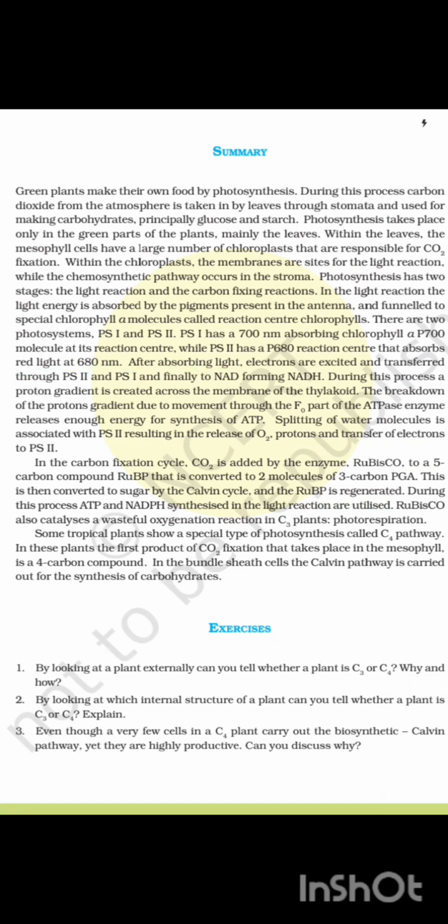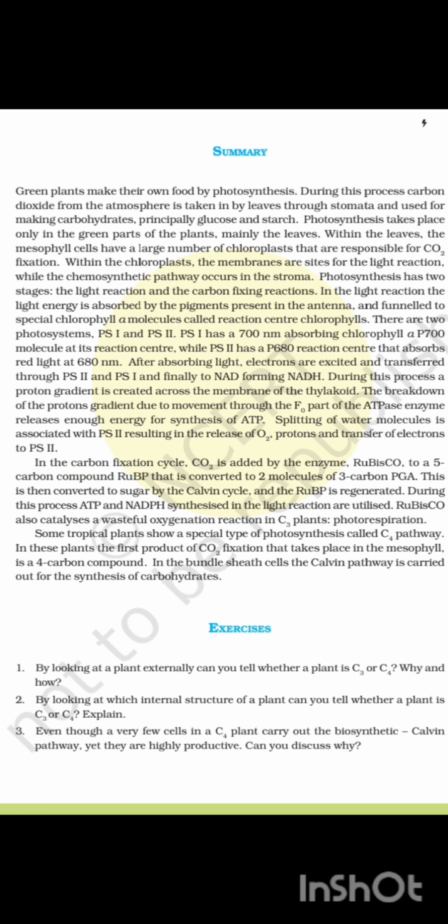After absorbing light, electrons are excited and transferred through PS2 to PS1 and finally to NADP, forming NADPH. During this process, a proton gradient is created across the membrane of the thylakoid. The breakdown of the proton gradient due to movement through the F0 part of the ATPase enzyme releases enough energy for the synthesis of ATP. Splitting of water molecules is associated with PS2, resulting in the release of oxygen, protons, and transfer of the electron to PS2.